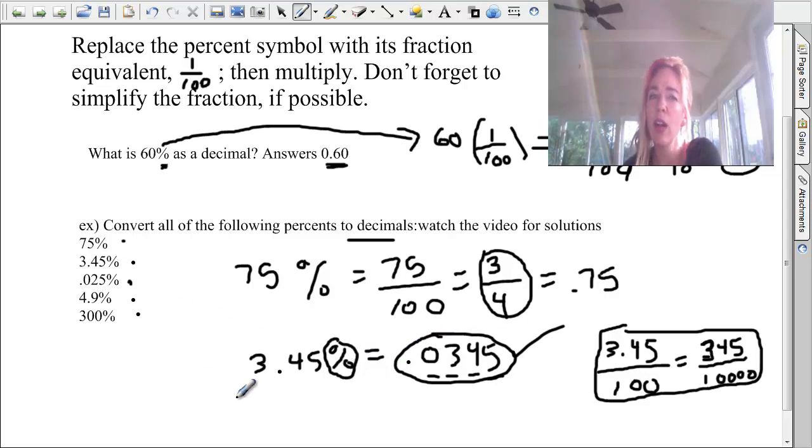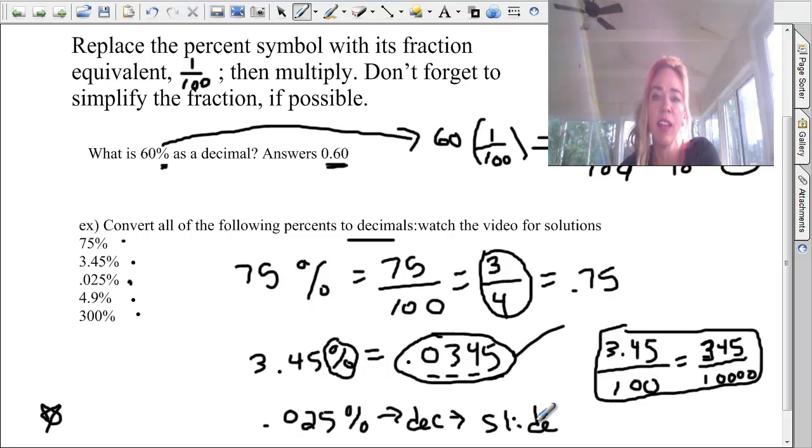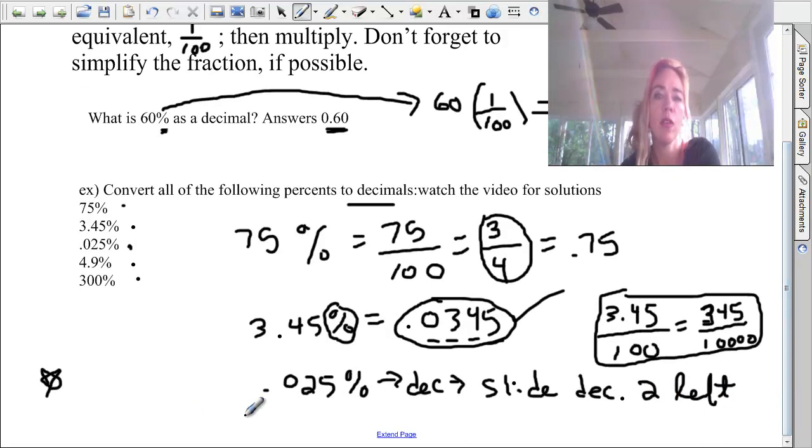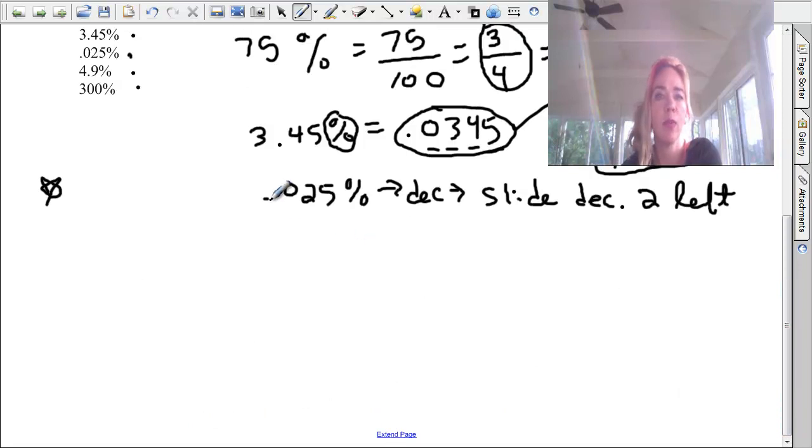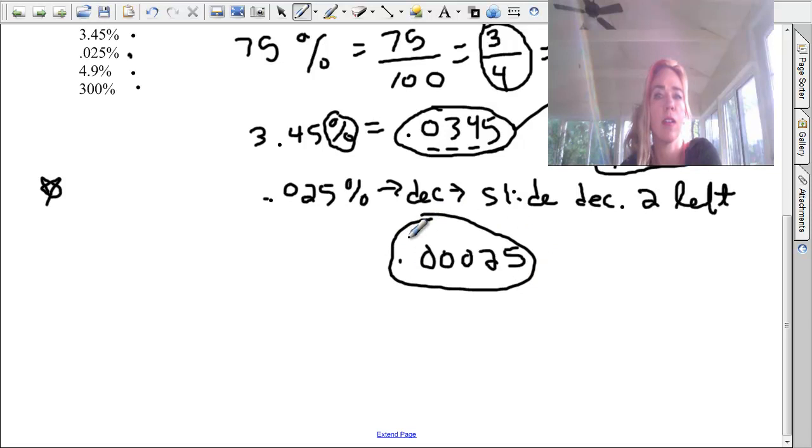So when you get really comfortable with the mental math, I just want to make a little side note here. To go from percent to decimal, you could just slide the decimal 2 units left. Reverse the flow. So that'll make our lives a little easier in this one. If we just slide the decimal 2 to the left, then we're going to have 0.00025 for that one.